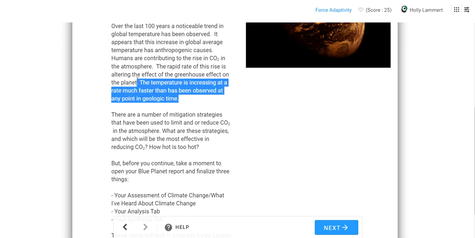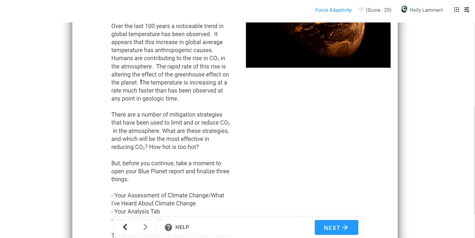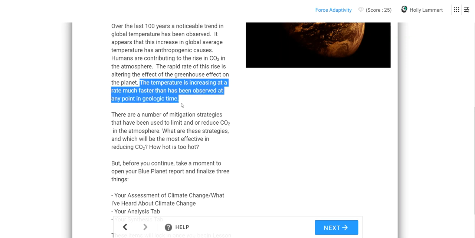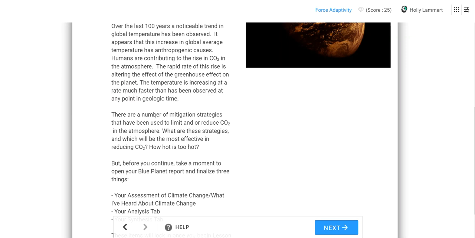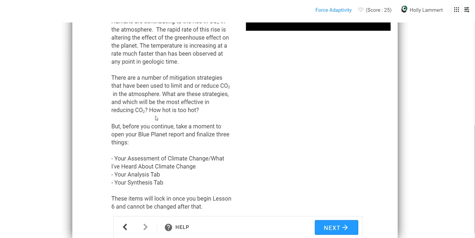Remember, we compared it to the other time where it has increased a lot, the Paleocene-Eocene thermal maximum, and it's even faster than that point. There are a number of mitigation strategies, mitigation being a way to reduce or balance out the amount of CO2 put into the atmosphere, to limit and reduce CO2 in the atmosphere. What are these strategies and which will be the most effective in reducing CO2?